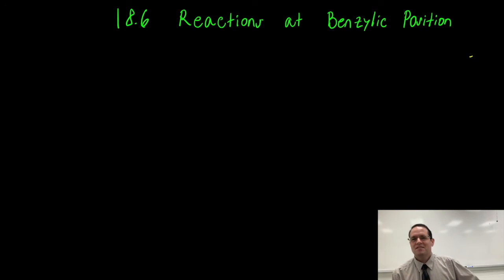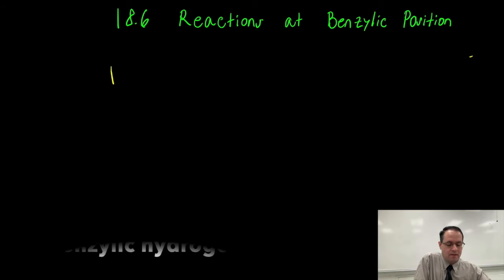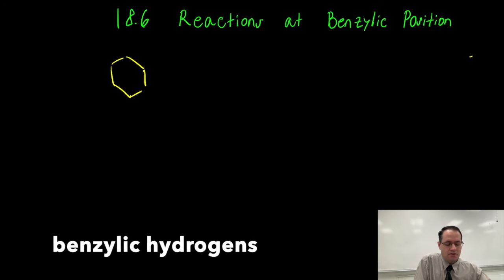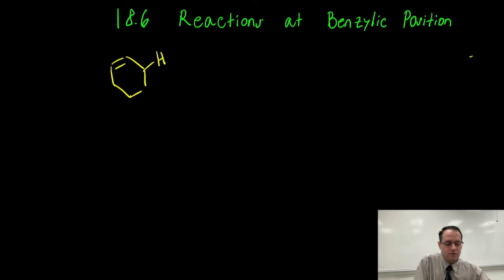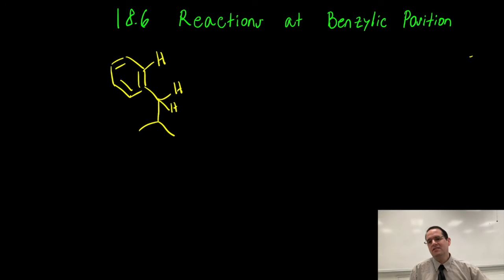Hello, let's discuss 18.6 in Klein's organic chemistry textbook. So here we want to start talking about reactions at the benzylic position. If we have an aromatic ring, these hydrogens here are called phenyl hydrogens because they're directly attached to the phenyl ring. But if you have hydrogens located right adjacent to the benzene ring or the phenyl ring, we call those benzylic hydrogens, okay?